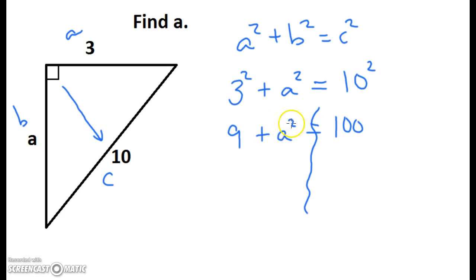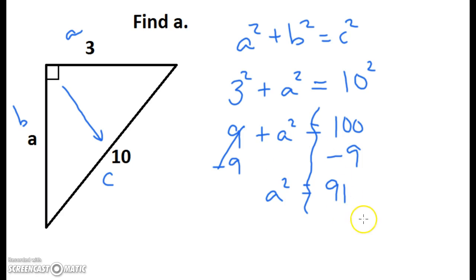So I want to get this a squared by itself so that I can solve for a. So I'm going to get rid of this positive 9. Well, to get rid of positive 9, you subtract 9. That makes that go away. So I get a squared is equal to 91.